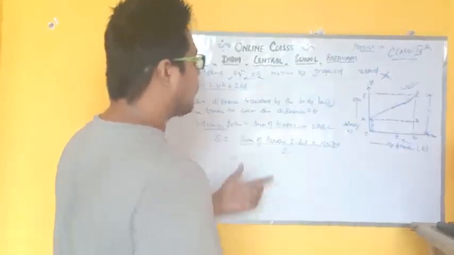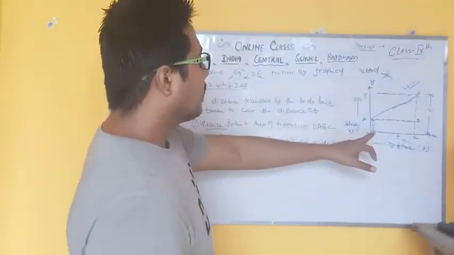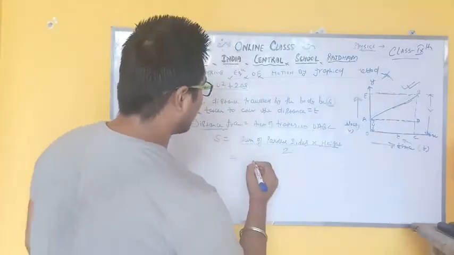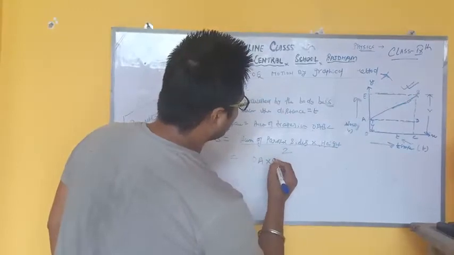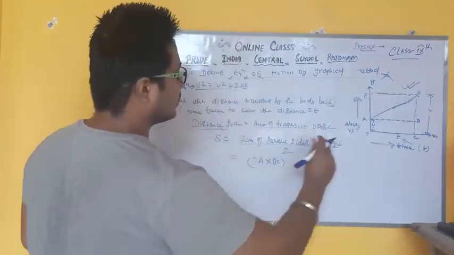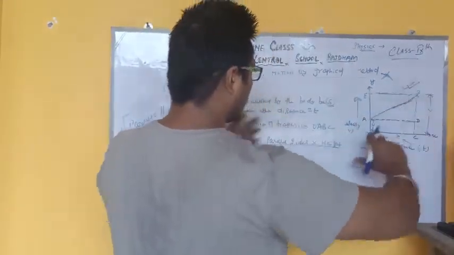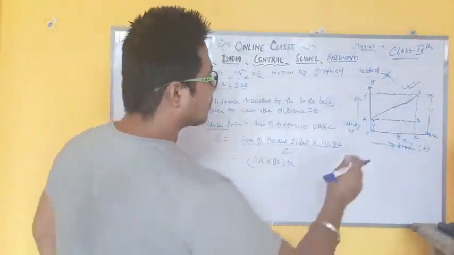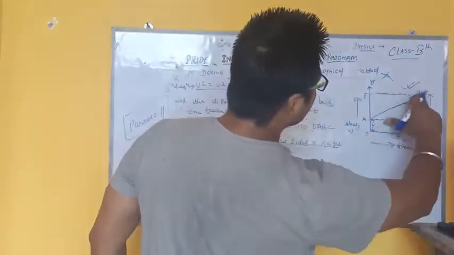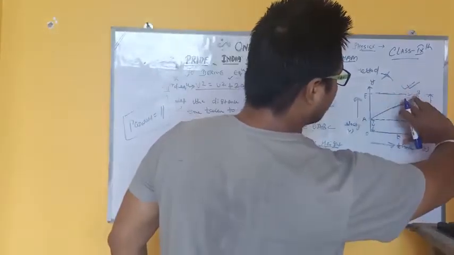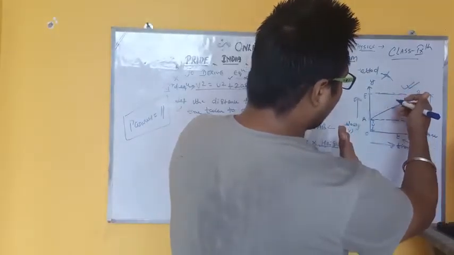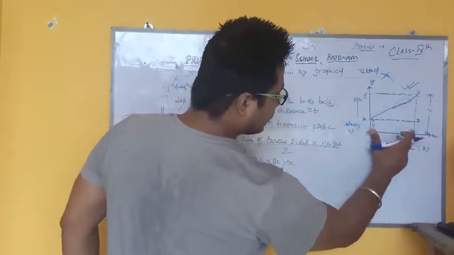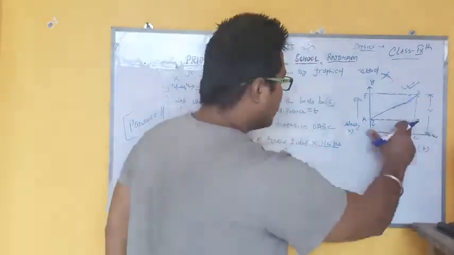So the sum of the parallel sides is OA plus BC. These are the parallel sides. Into height. What is the height for this trapezium? See, this is the trapezium. If you look at it properly, if this is the parallel sides, then this is the height.